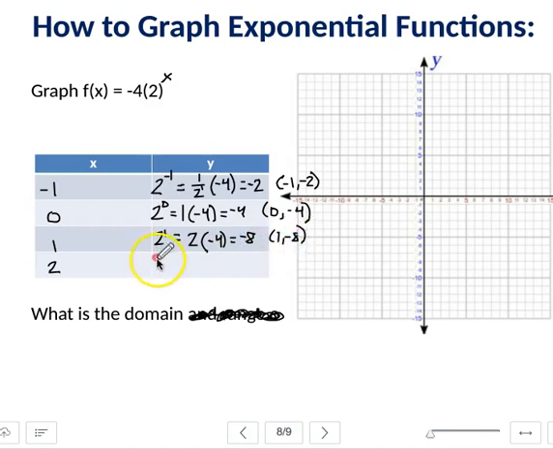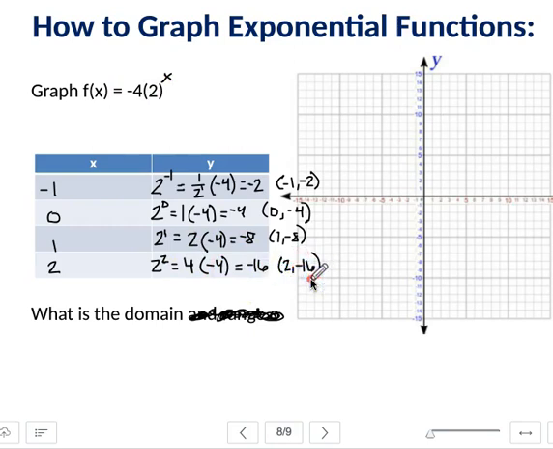And then last, we've got 2. So 2 to the second power is 2 times 2, which is 4. And then we have to multiply that times that -4 from right there. So we get negative 16. So our last point would be at 2, negative 16.